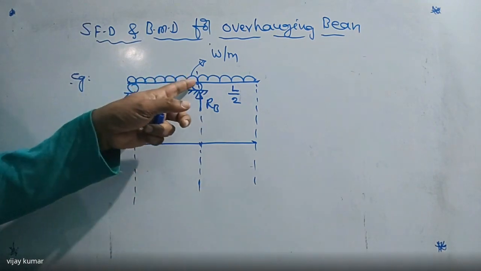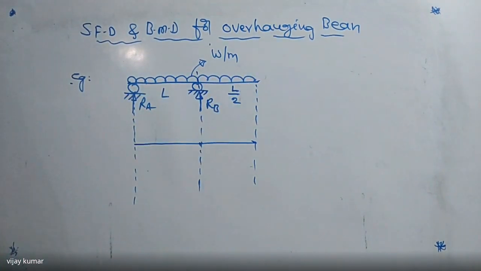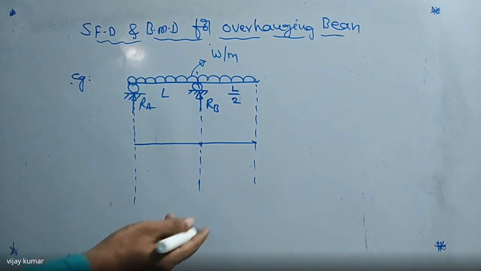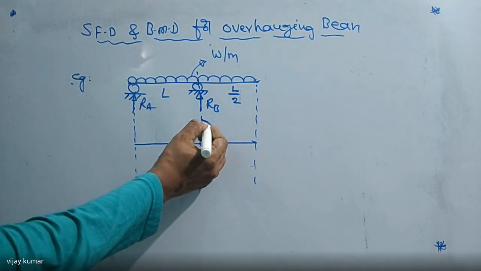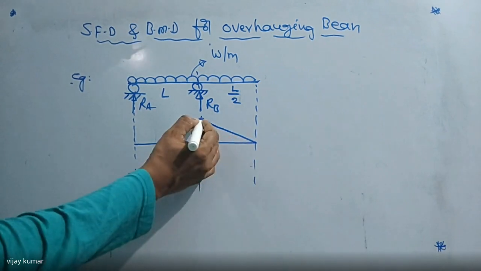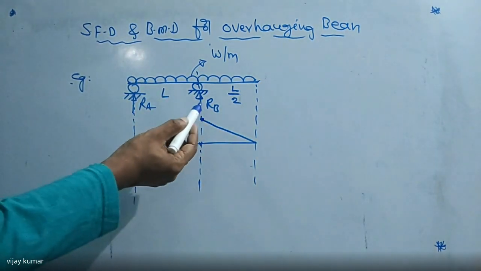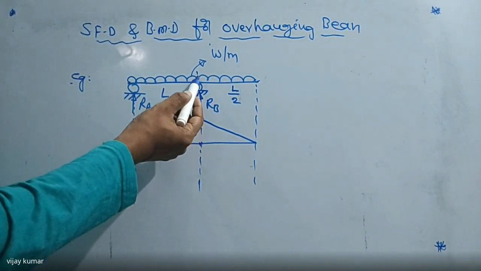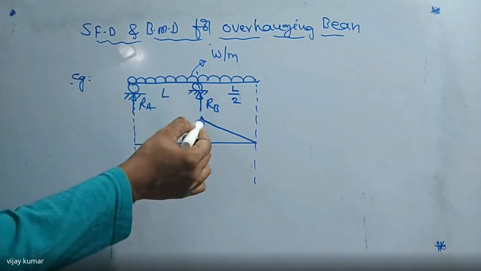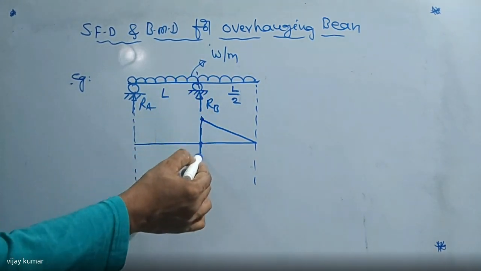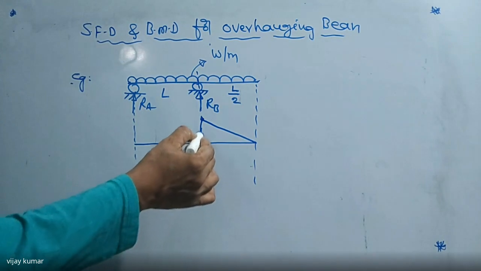From this point to this point, which load is acting? Uniformly distributed load is acting. So what is the shape of the shear force diagram? It is a triangle. There must be another force acting in the upward direction. So if we add those two, we will get negative. It must be negative.